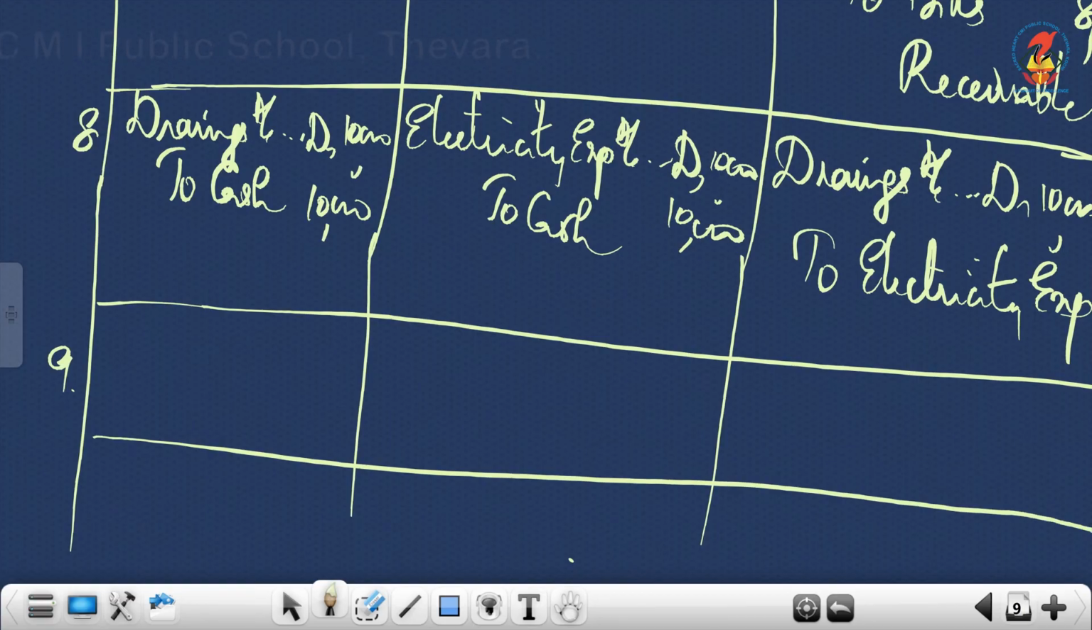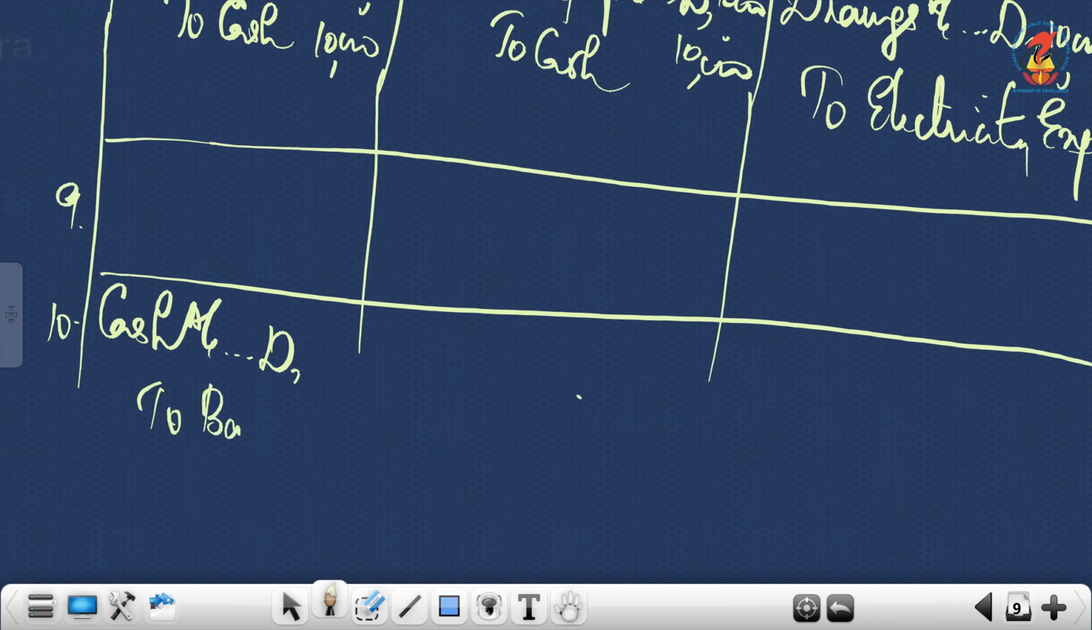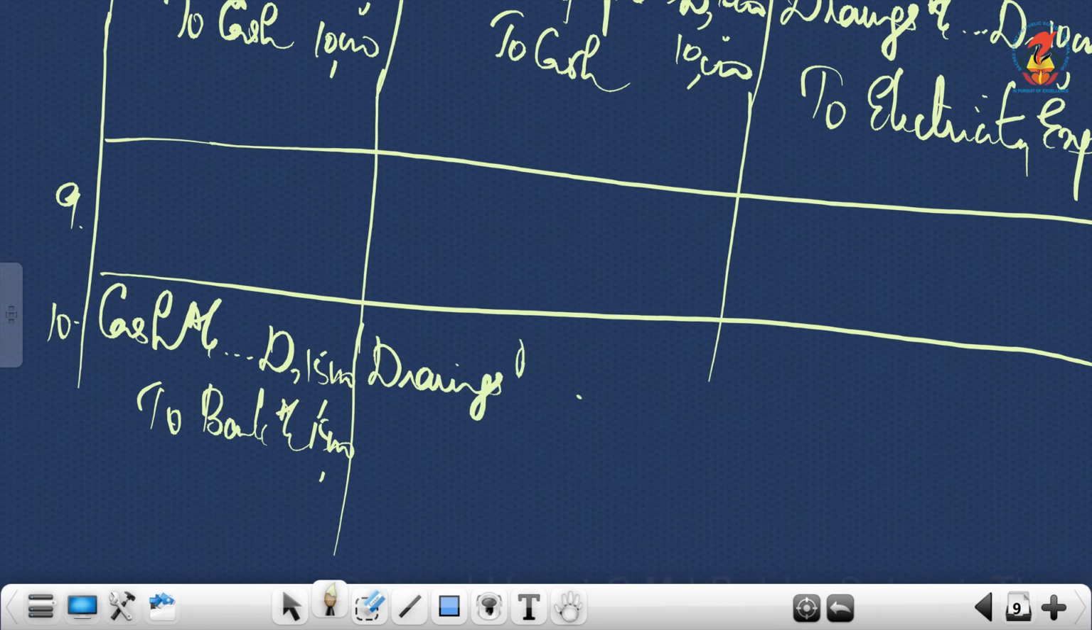So, the 9th one I am leaving. You must write that. Then the 10th one, correct entry is cash account debtor to bank account, the amount is 15,000. Instead of that, we debited which account? Drawings account. So, it is drawings account debtor to bank account 15,000.